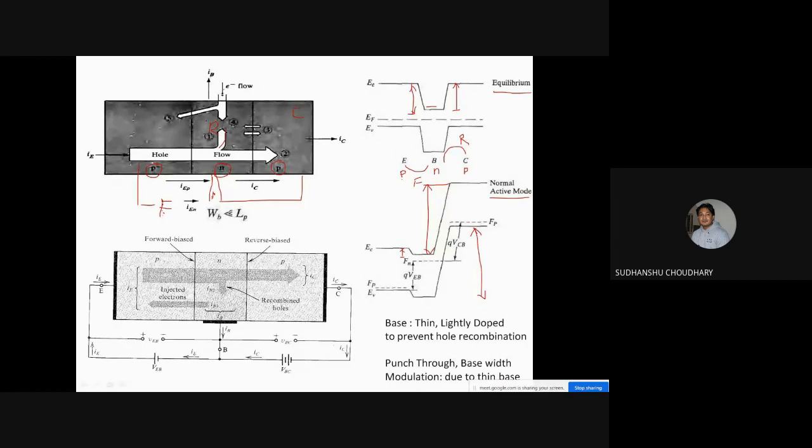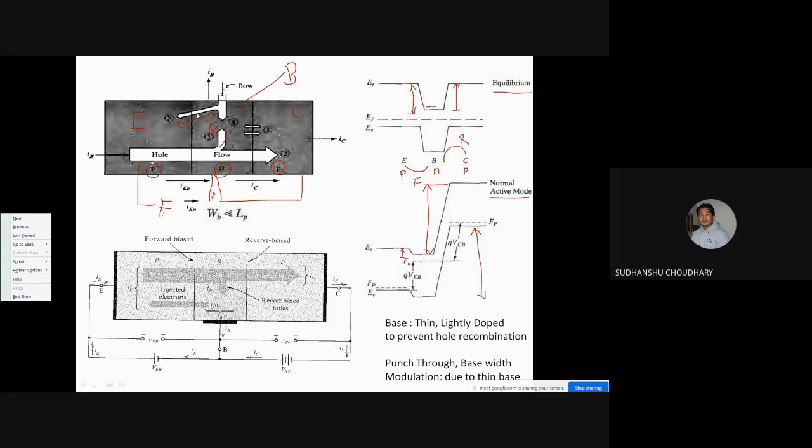So this is my collector, this is my emitter, and this is the base. The holes which were emitted came into the base and then into the collector. Some of these holes recombine with the electrons in the n-type base. And some of the electrons from the n-type base also move to the p-type emitter, because in forward bias, both holes will move from p to n and electrons will move from n to p.